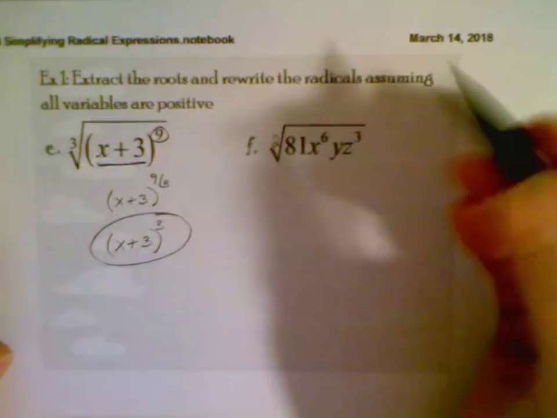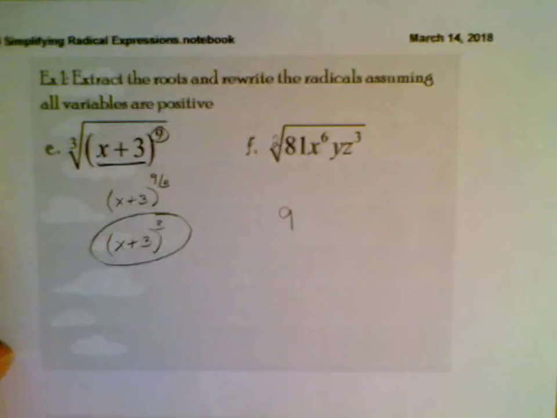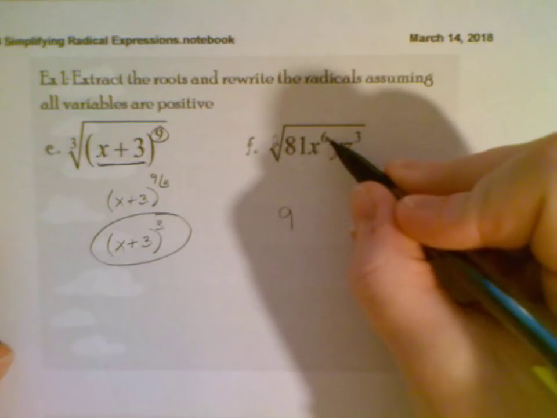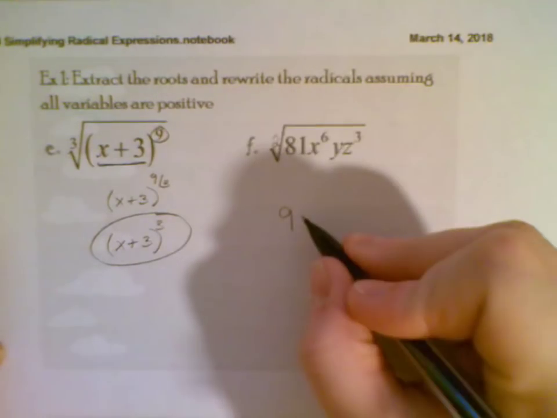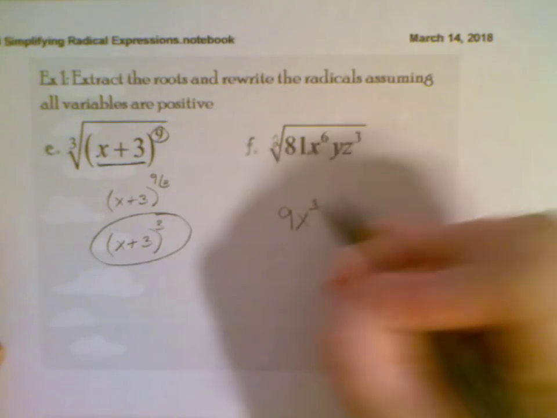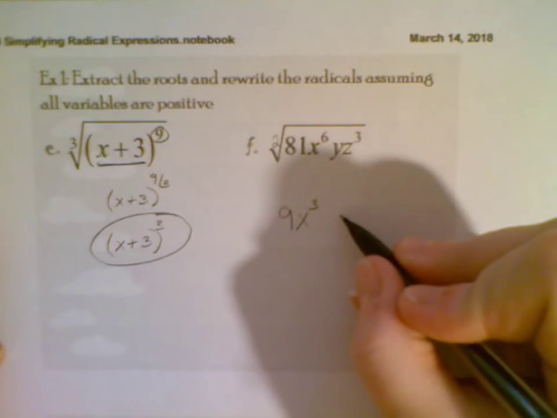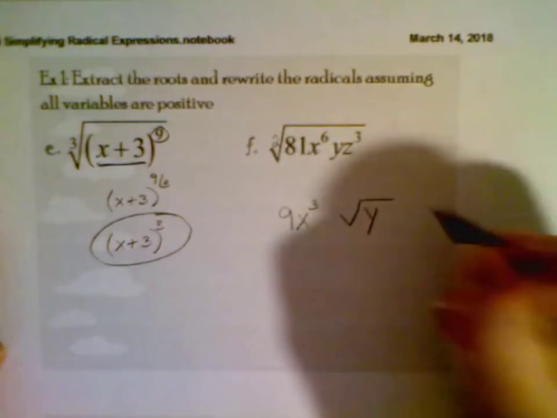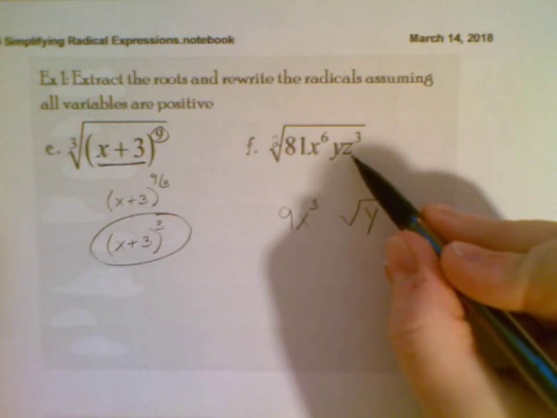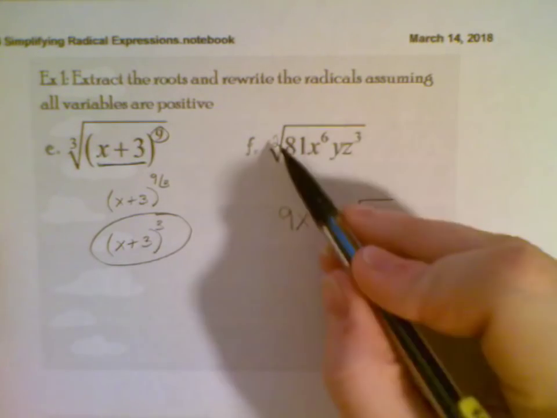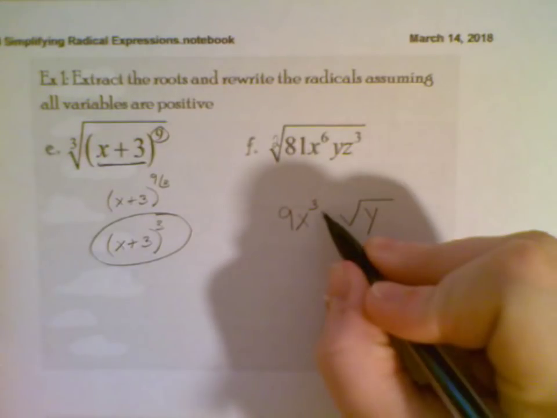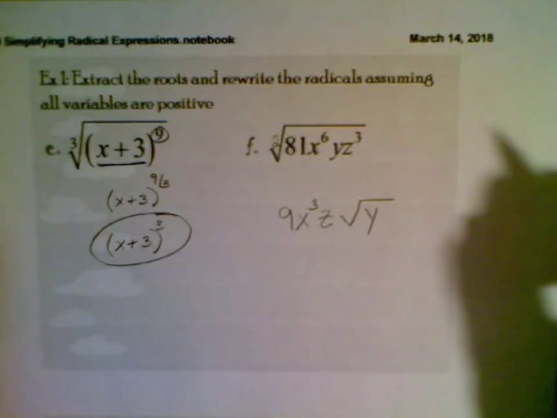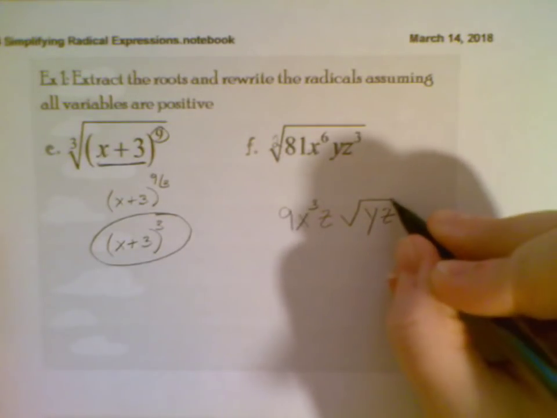Okay, one more. So this one is an index of 2. Well, just looking at this, the square root of 81 is 9. And then I have 6 x's. I want to make groups of 2, so that's 3 groups. Nobody's left out. Not enough y's. The z's, I have 3. I want to make groups of 2, so there's at least one group of z's, and then one that's left out.